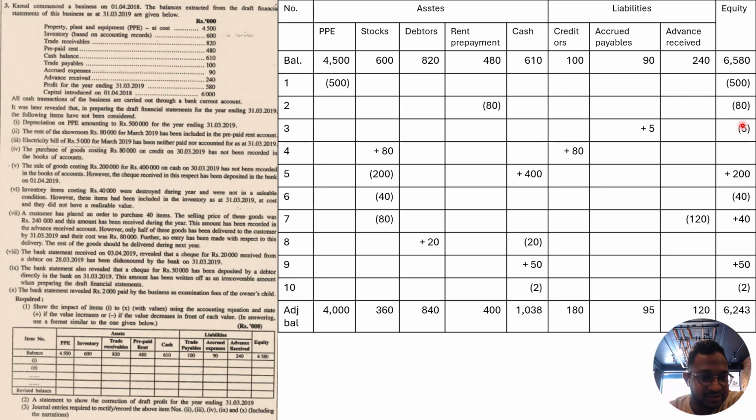Third one, electricity bill of 5,000 for March 2019 has been neither paid nor accounted. So either paid or not, that doesn't matter. It should be considered as an expense, so equity should decrease. And in this case, it's not paid in cash, so that is accrued payments, right? So those accrued payments you have to consider as your liabilities.